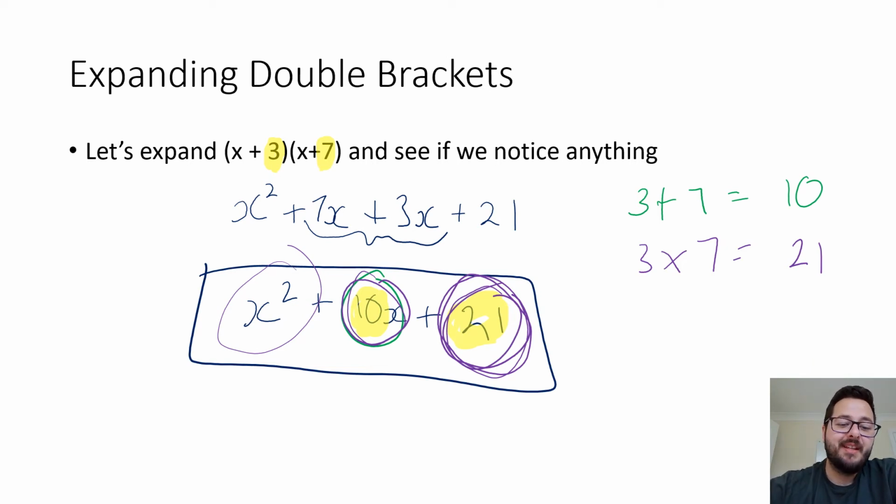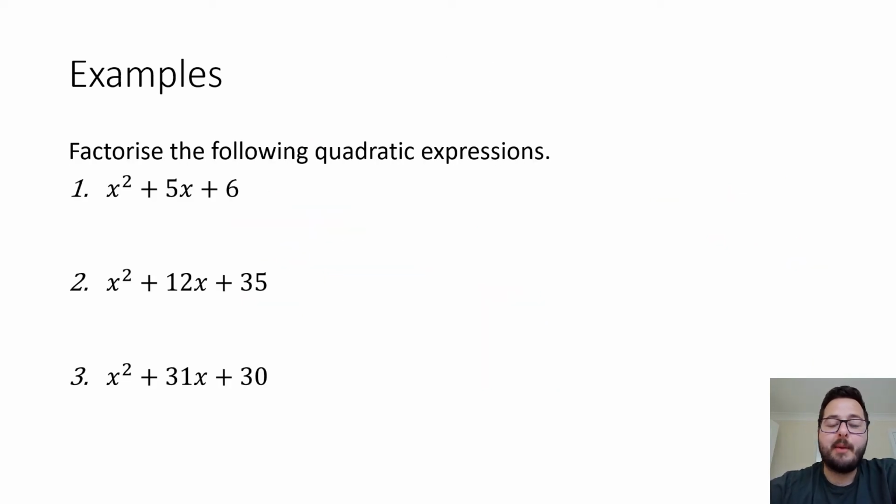Okay, so here are a few examples. Feel free to pause the video and have a go, otherwise I shall do them with you. Alright, so the first one, we've got x squared plus 5x plus 6. So we want two numbers that add to make 5 and times to make 6.